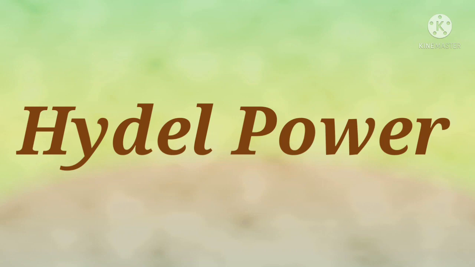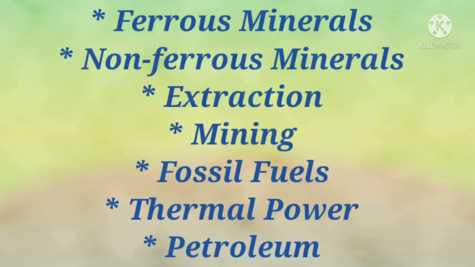Students, now I am going to revise important terms. At first, we have ferrous minerals. Students, what do you mean by ferrous minerals? Yes, ferrous minerals are the ones containing iron as a constituent. That means they contain iron. For example, iron ore, manganese, and chromites.